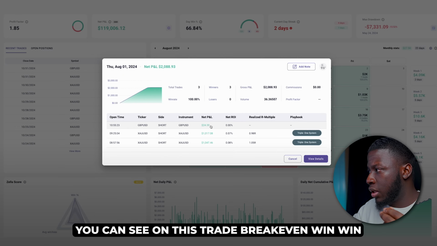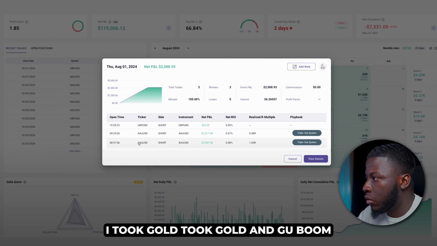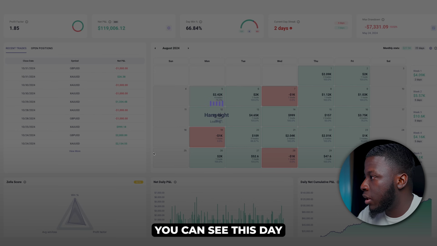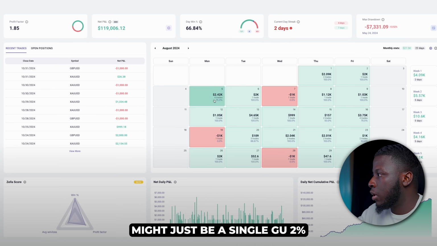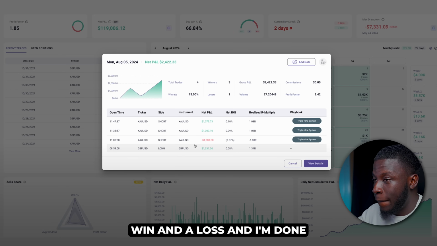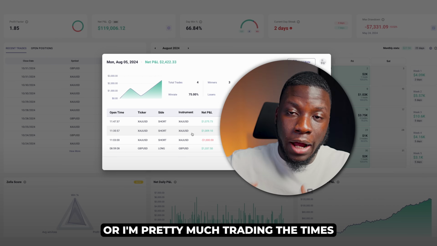You can see on this trade, break even, win, and now you can see the overall bread and butter of both. I took gold, and a GU. Boom. When you combine all three, sweet, right? You can see this day might just be a single GU, 2%. This day now 4 trades. It's a win and a loss. Generally, win and a loss, and I'm done. But you can also take 2 more trades as well. In other words, you're pretty much trading, or I'm pretty much trading.